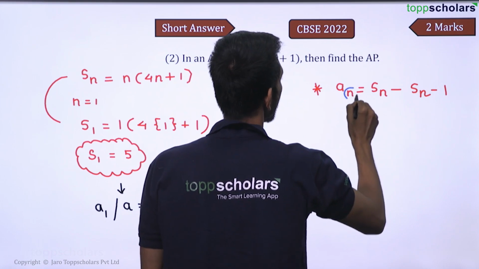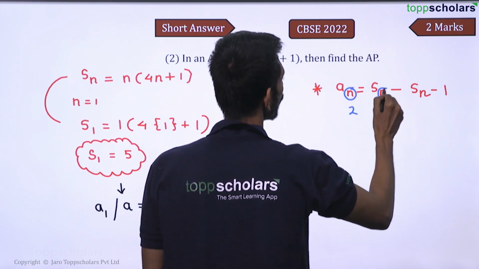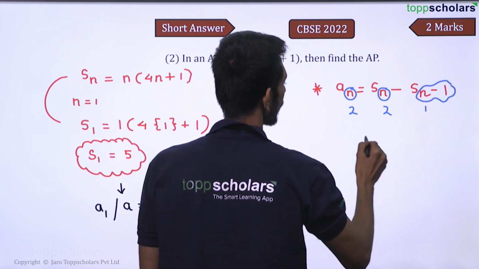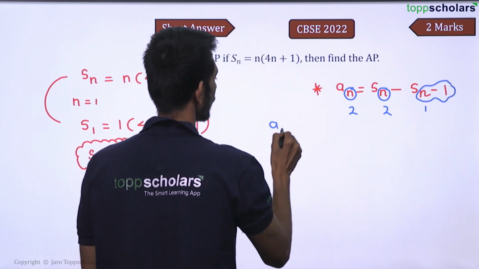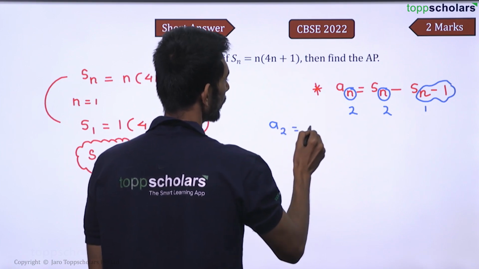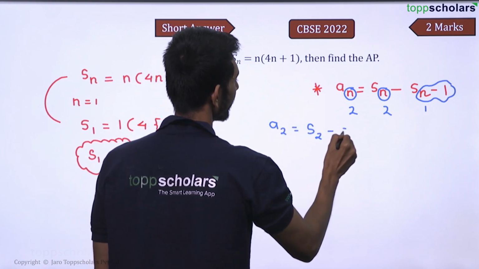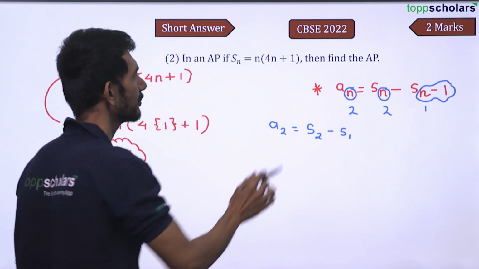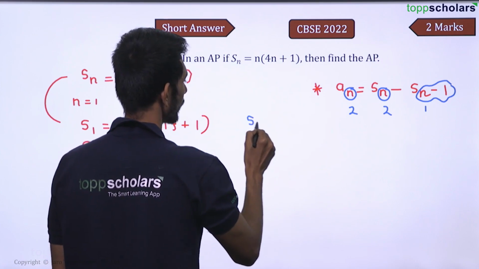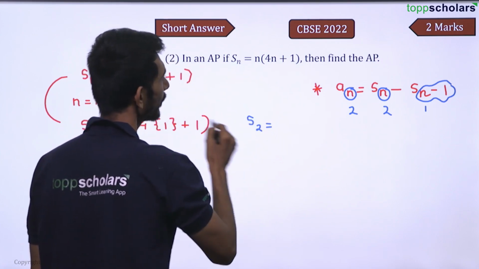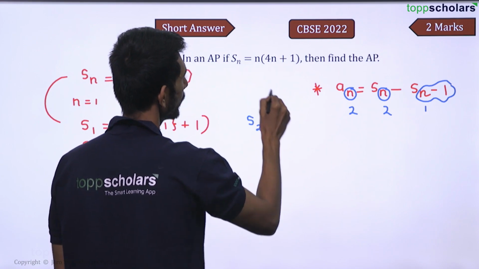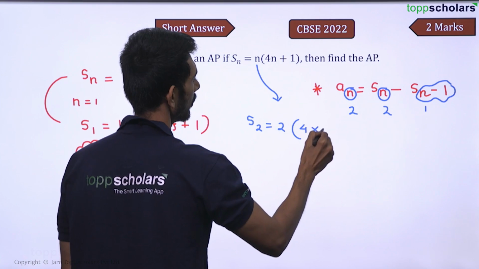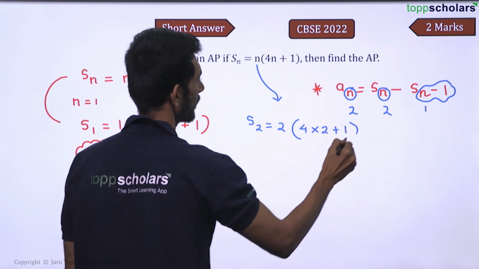If I put n as 2 here, so this n will also be 2. And this will be 2 minus 1, which is 1. So can I say A2 is equal to S2 minus S1, right? A2 will be equal to S2 minus S1. Simple. Find out S2 now. S2 will be what? This will be 2 into 4 into 2 plus 1.